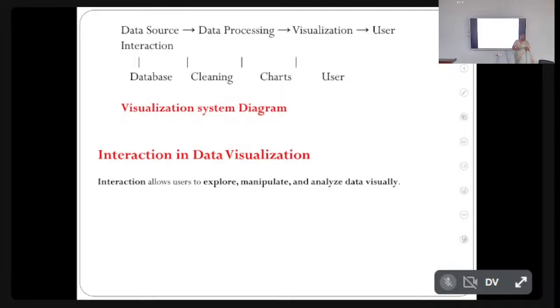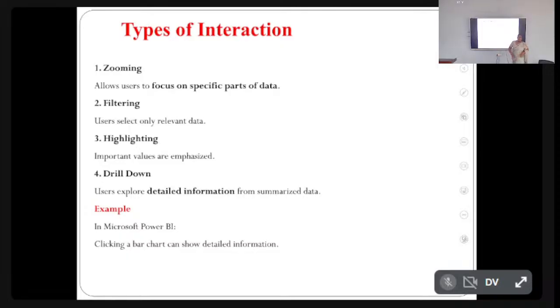See, I'll be asking you all in between what you're doing. Interaction in data visualization. What does it do? It allows us to explore, manipulate, and analyze data visually.